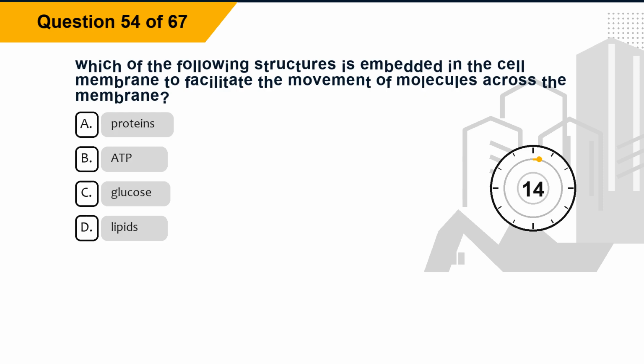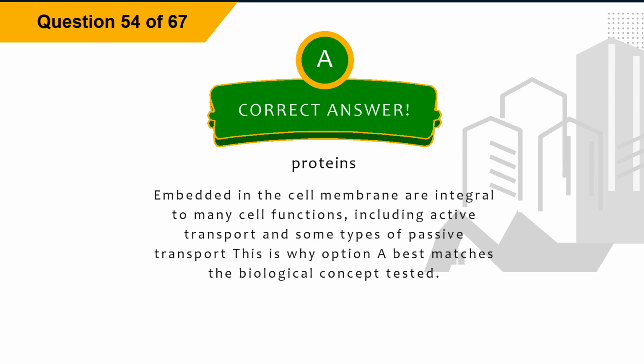Question 54. Which of the following structures is embedded in the cell membrane to facilitate the movement of molecules across the membrane? Option A, proteins. Option B, ATP. Option C, glucose. Option D, lipids. The correct answer is option A, proteins.